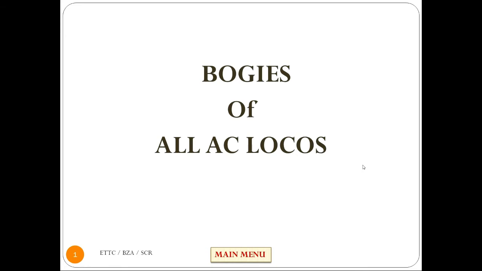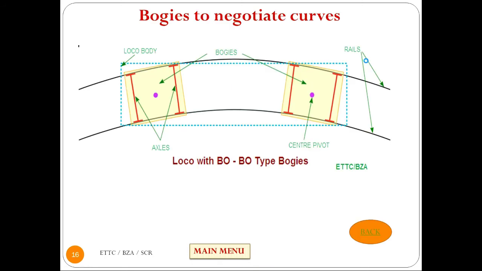Today's topic is bogies of all AC locos. Bogies in a locomotive are provided to permit the long length of the locomotive body to negotiate curves. So it is a Bo-Bo type bogie.